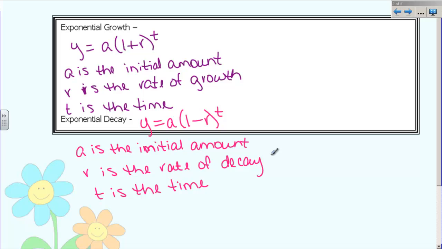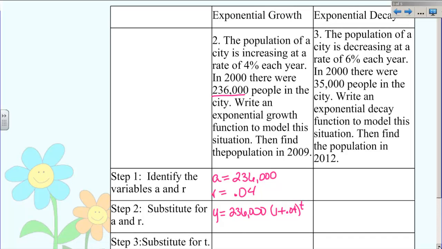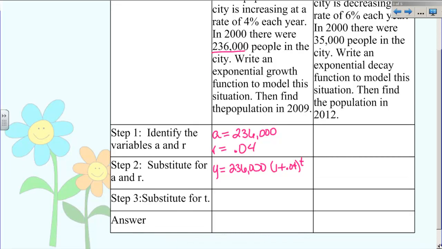So now we're going to substitute for A and R into this function, the y equals a times 1 plus r to the t. We're going to substitute in the A and the R. So I'm going to have y equals, A is 236,000 times 1 plus r, which is 0.04, to the t. That's what the growth function looks like. That is the growth function that models this situation.